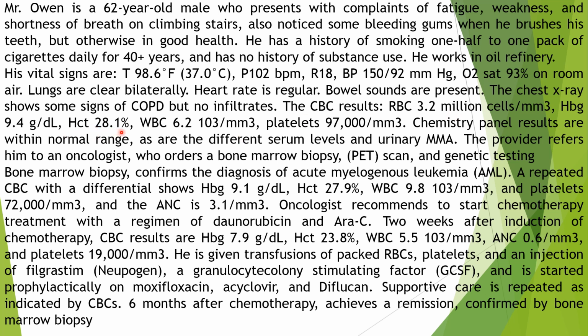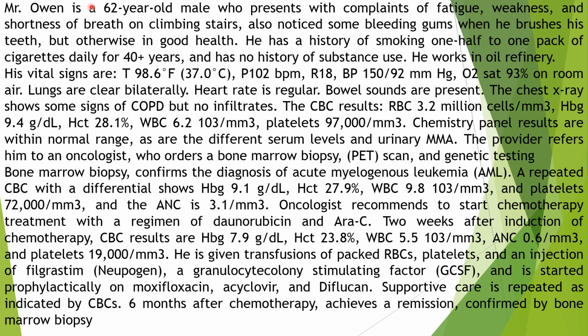Hematocrit is 28.1%. WBC 6.2 into 10 raised to 3 per millimeter cube. Platelets 97,000 per millimeter cube. Chemistry panel results are within normal range, as are the different serum levels and urinary. This MMA is methyl malonic acid, and the urinary methyl malonic acid amount will be large if you have a decrease in the amount of vitamin B12. So here there is no problem with that.